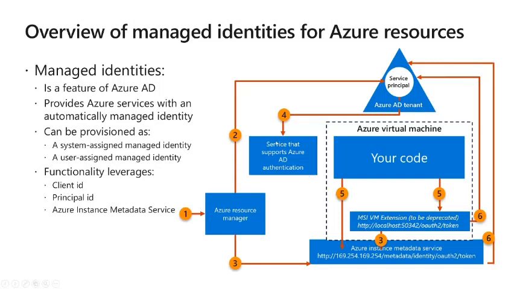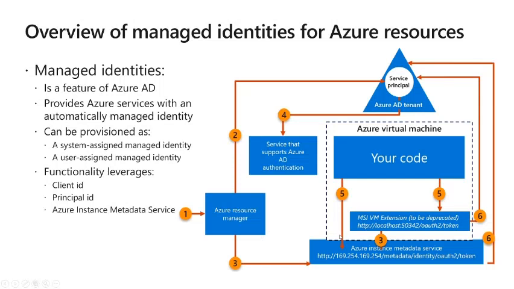After the VM has an identity, use the service principal information to grant the VM access to Azure resources. To call Azure Resource Manager, use role-based access control in Azure AD to assign the appropriate role to the VM service principal. To call Key Vault, grant your code access to the specific secret or key in Key Vault.